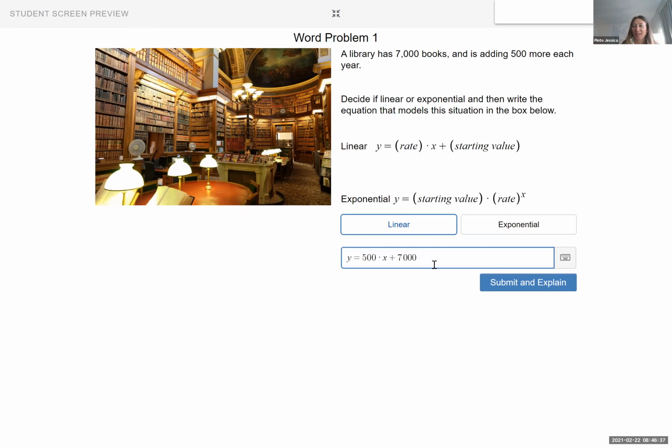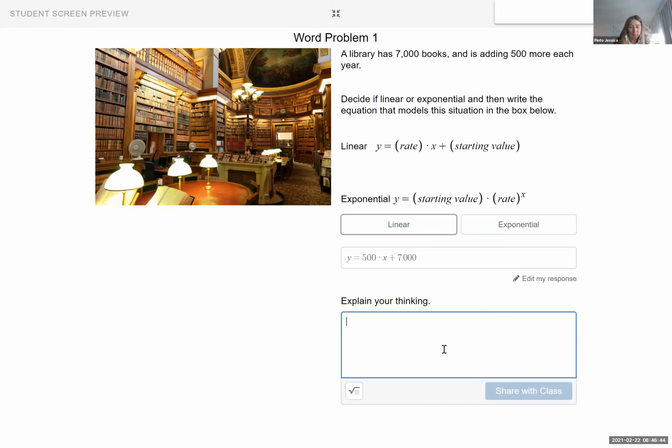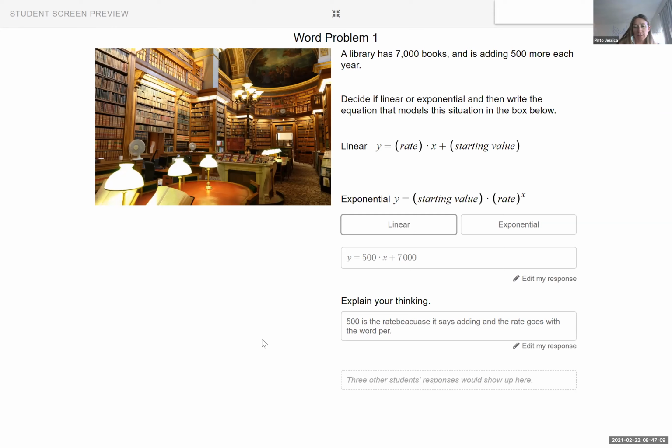So sometimes that's going to just be that easy. The two numbers, it said adding 500 each time. So I have to submit and explain. So of course, 500 is the rate because it says adding. And the rate goes with the word per. So per year is usually how we know that it's a linear rate. So let's take a look at our next one.